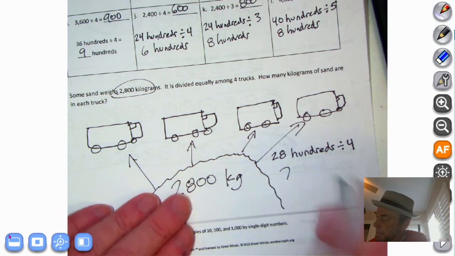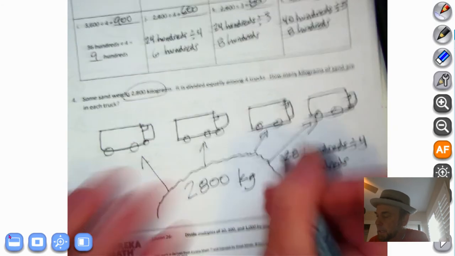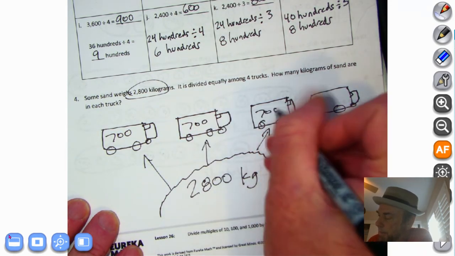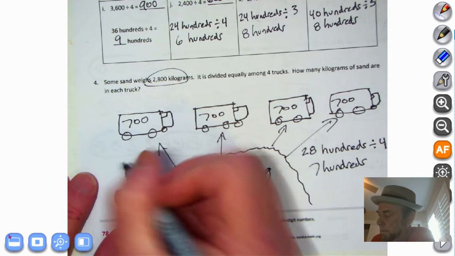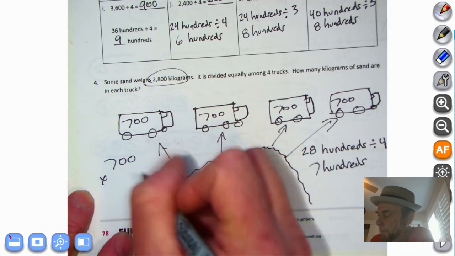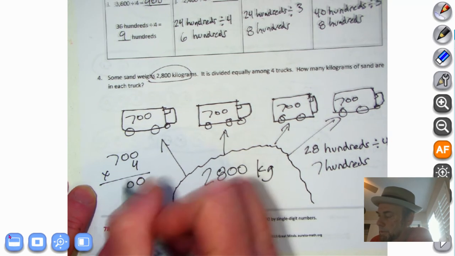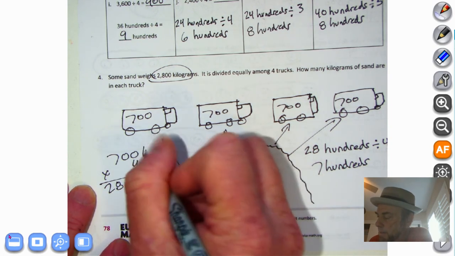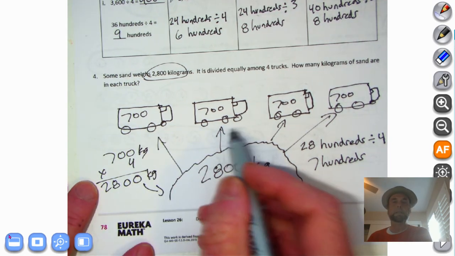But we're dealing with hundreds. So this has to become hundreds. So this truck gets 700. This truck gets 700. This truck gets 700. And we could double check this if we wanted to by going 700 times 4. 0 times 4 is 0. 0 times 4 is 0. 7 times 4 we know is 28. And that's 2,800 kilograms. Equally dividing, each truck is 700.